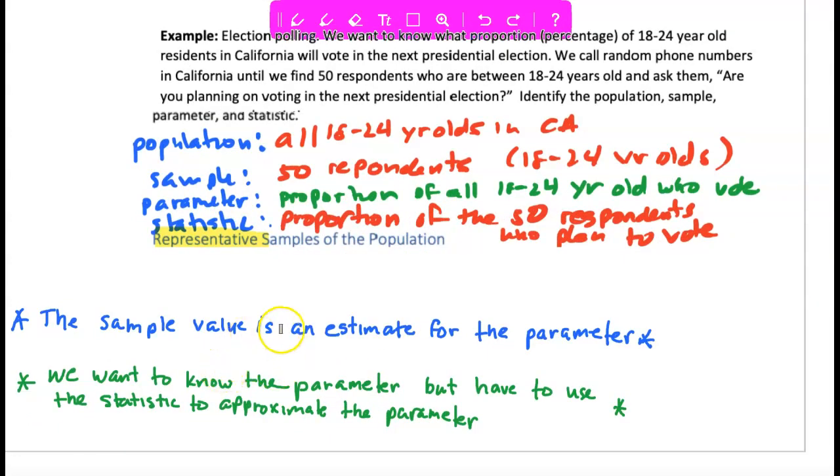The sample value is an estimate for the parameter, right? We want to know the parameter, but we have to use a sample and the statistic to do that.